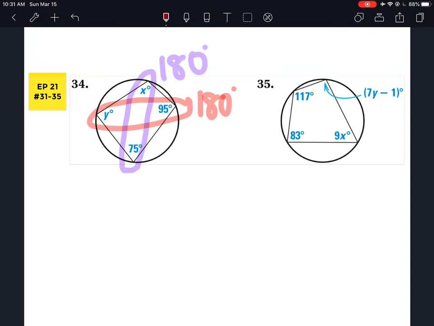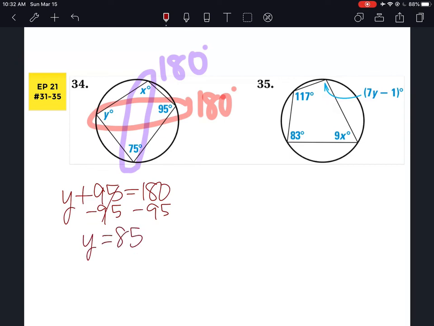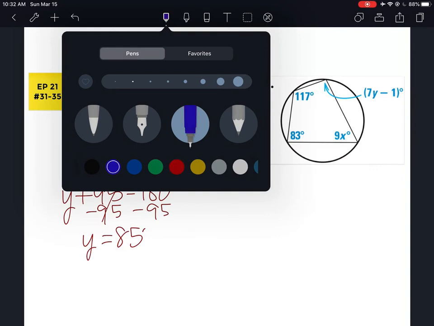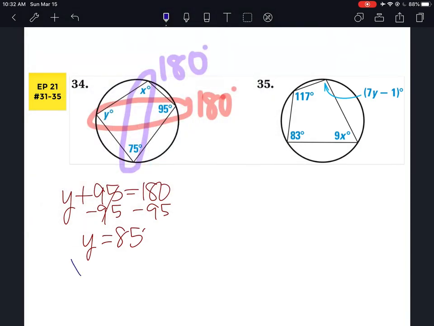So the first equation we can do is the red one. We're going to do y plus 95 should equate to 180. We're going to subtract 95 on both sides. We will get the answer for y, which happens to be 85. Then for the purple, we're going to do x plus 75 equals 180. Subtract 75 on both sides, and we will get 105. So 34 was kind of simple, but 35 we have a binomial, so things get a little more tricky.